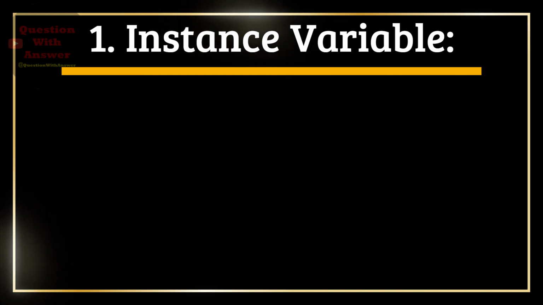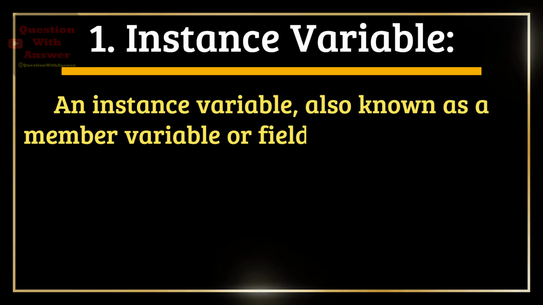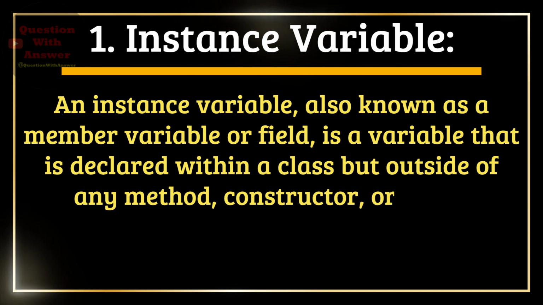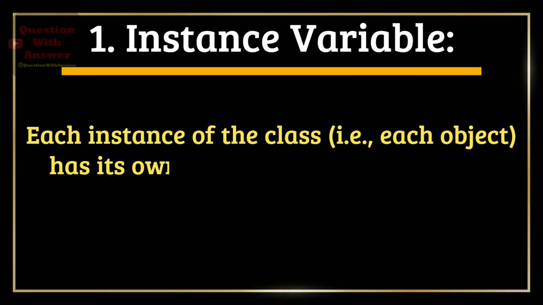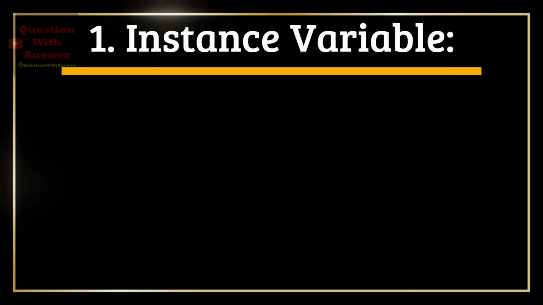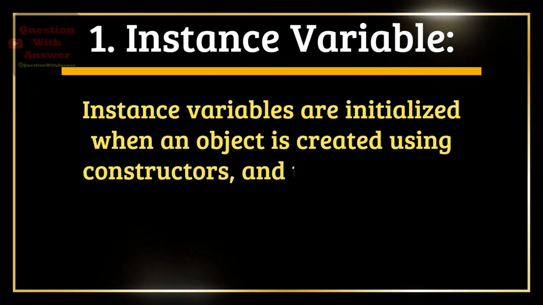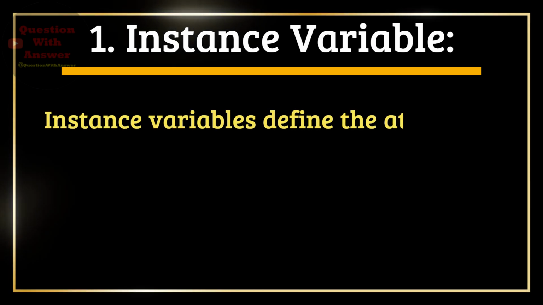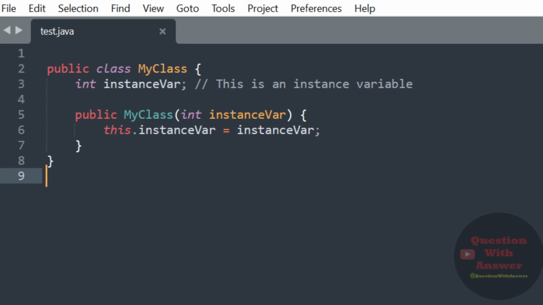1. Instance variable. An instance variable, also known as a member variable or field, is a variable that is declared within a class but outside of any method, constructor, or block. Each instance of the class, i.e., each object, has its own copy of instance variables. Instance variables are initialized when an object is created using constructors, and they persist as long as the object exists. Instance variables define the attributes or properties of objects and are accessed using object references. This is an example of an instance variable in Java.